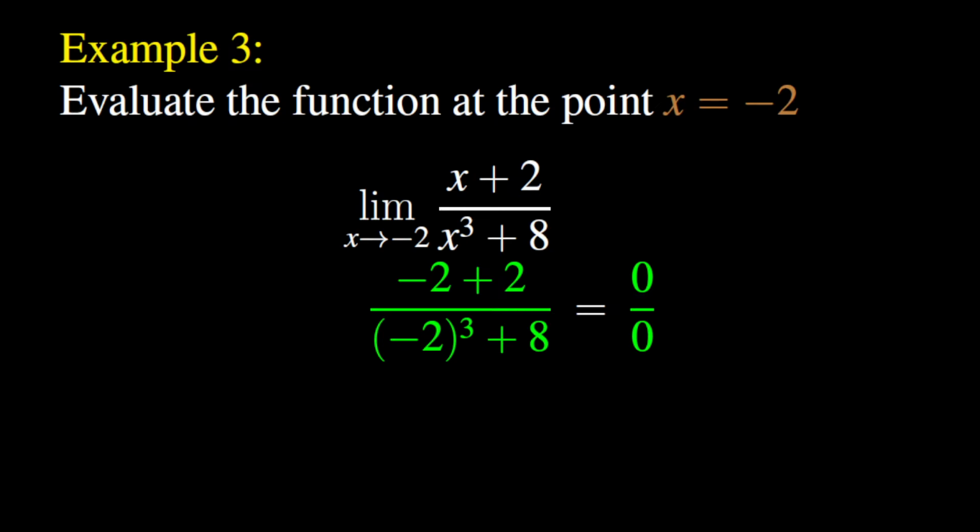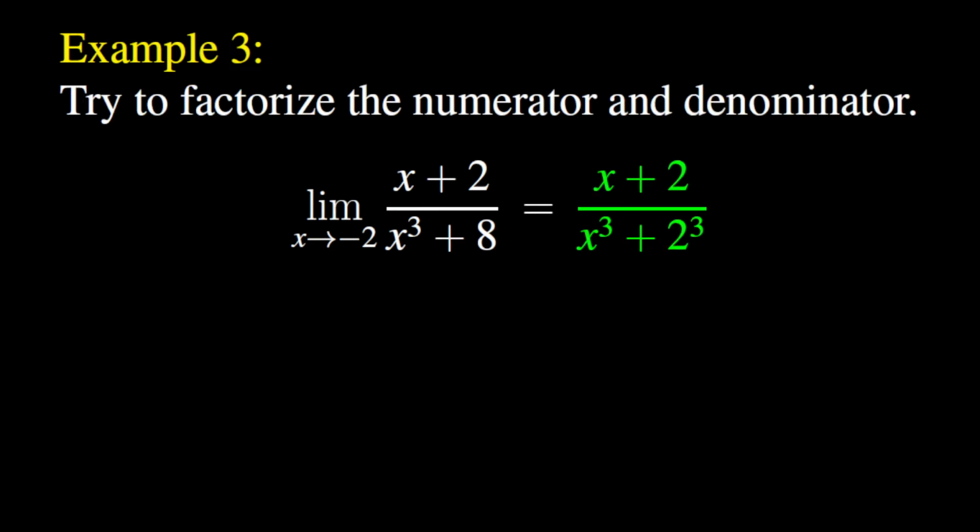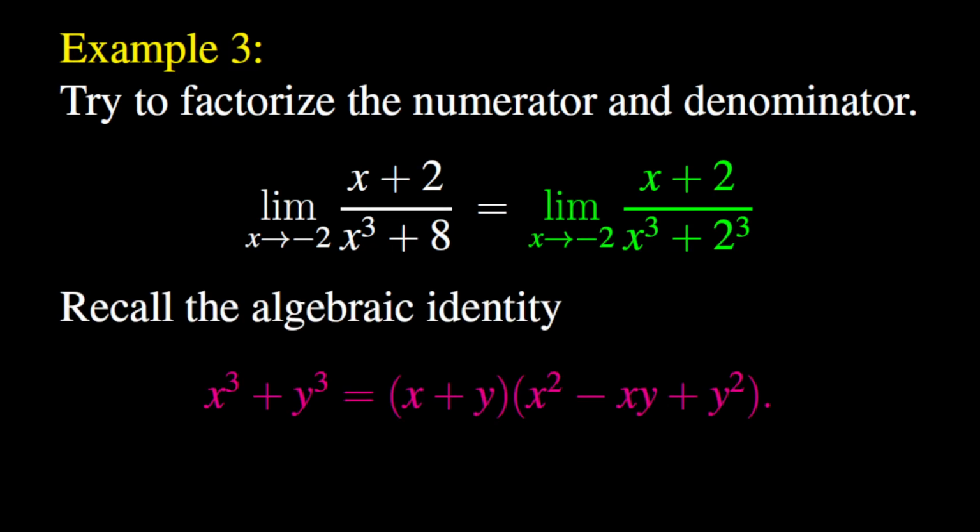which is 0 over 0. This means that the numerator and denominator have a common factor. So we should try to factorize those polynomials and simplify their common factor. First of all, we notice that 8 equals 2 cube. So on the denominator, we have a sum of cubes. The numerator is a polynomial of degree 1, it cannot be factorized further.